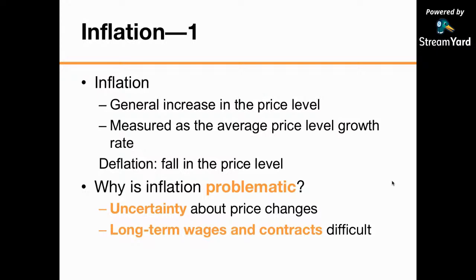And again, the slide says, why is this problematic? Well, it's because it causes uncertainty, and also it makes it difficult to come up with long-term wages and contracts. When they say long-term wages and contracts, they're talking about when you go out and you're applying for jobs and you're trying to negotiate what your salary should be and how much money you should make. You don't exactly know what inflation will be whenever you're sitting down and making these agreements. So it's a little bit hard, as a consumer, to come up with a wage that you feel is fair and sustainable.